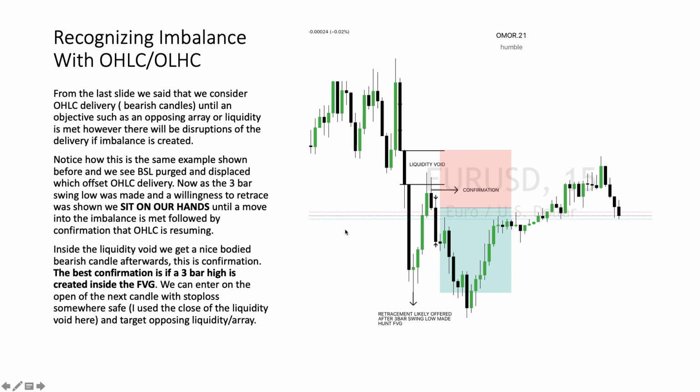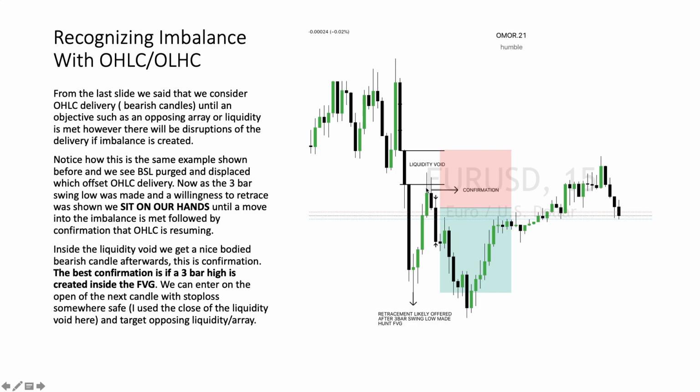We can enter on the open of the next candle with stop loss somewhere safe. So I put it on somewhere that's rebalanced, exceeding this liquidity void, and we can target sell side liquidity. Do you see how this is way more forgiving, and it could be a lot more rewarding, and it's less tense, right?